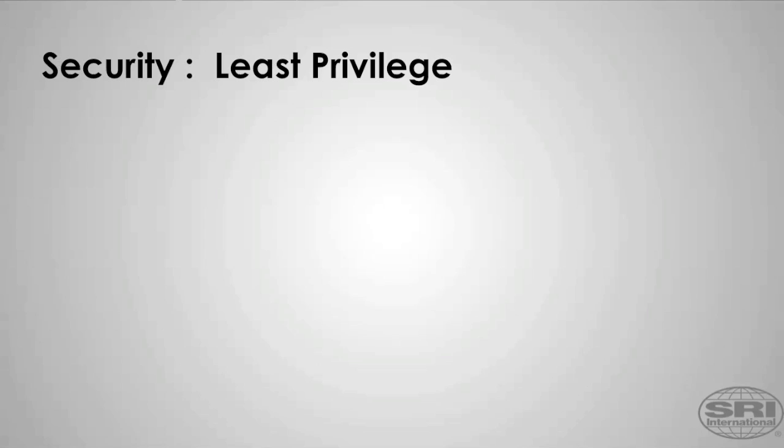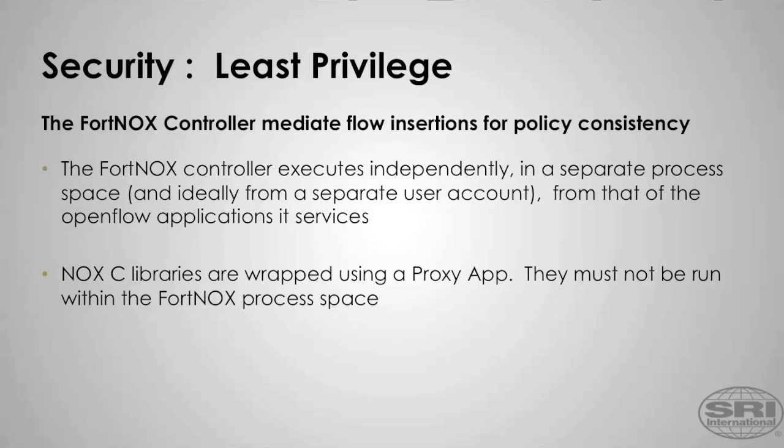As FortNox's central purpose is to mediate new candidate flow rules against the existing security policy, it must do so without interference from the flow rule producers. In short, Nox is not, by default, isolated from C-based OpenFlow applications. Rather, for performance purposes, they can operate as libraries in the same process space as the controller. However, the FortNox controller executes independently, in a separate process space and ideally from a separate user account.